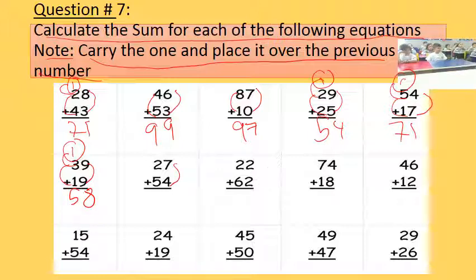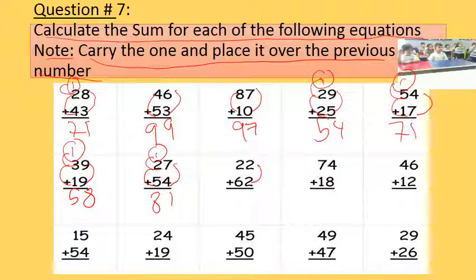7 plus 4, 7 in your head, 4 on your fingers. 7, 8, 9, 10, 11. 1 here, we carry the 1, we put it over the 2. Bravo. 1 plus 2? 3. 3 plus 5? 5 in your head. And 3 in your fingers. 5, 6, 7, 8. Good job.